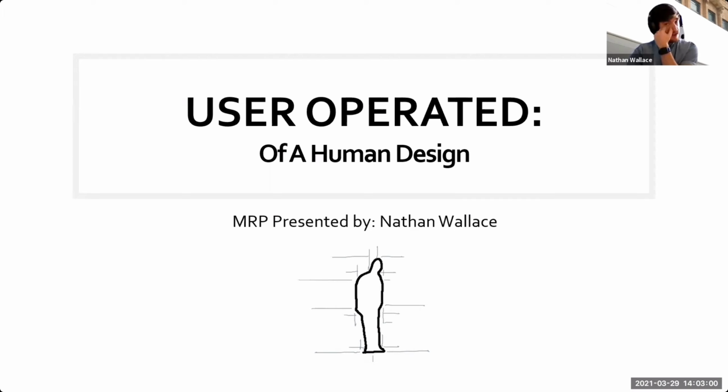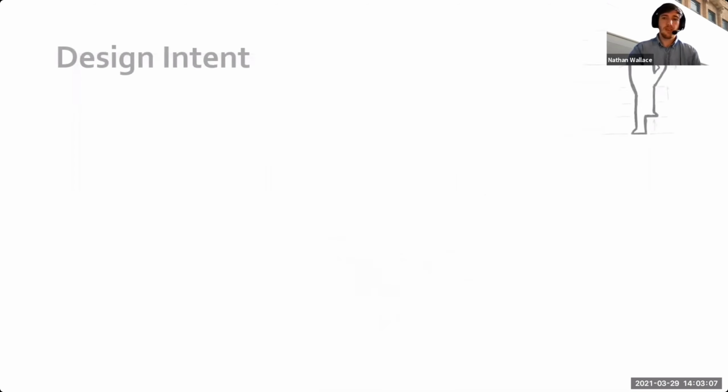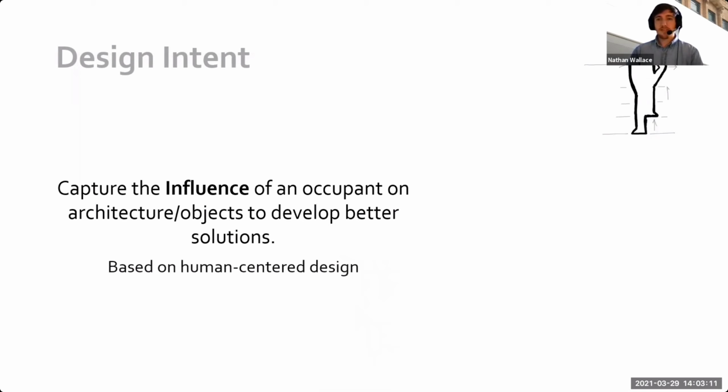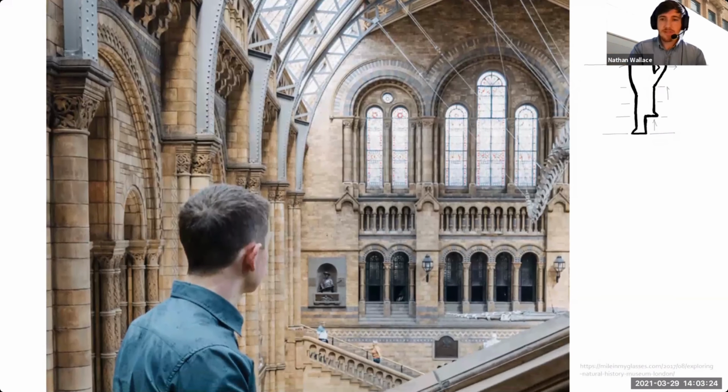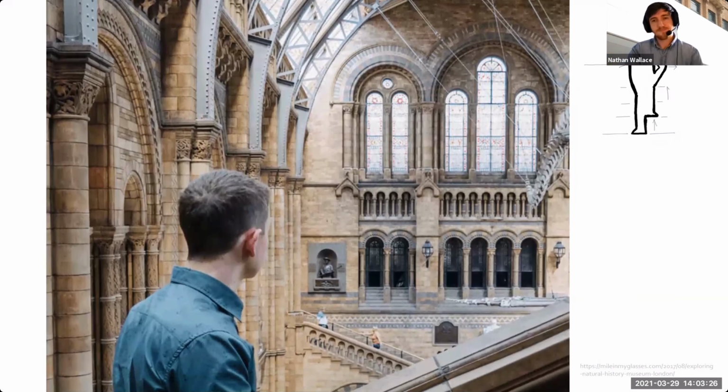Let me explain what user-operated and of a human design might look like. My design intent is to capture the influence of an occupant on architecture and objects, to define better solutions based on human-centered design. This really gets at the experience of a person and personalizing that experience.